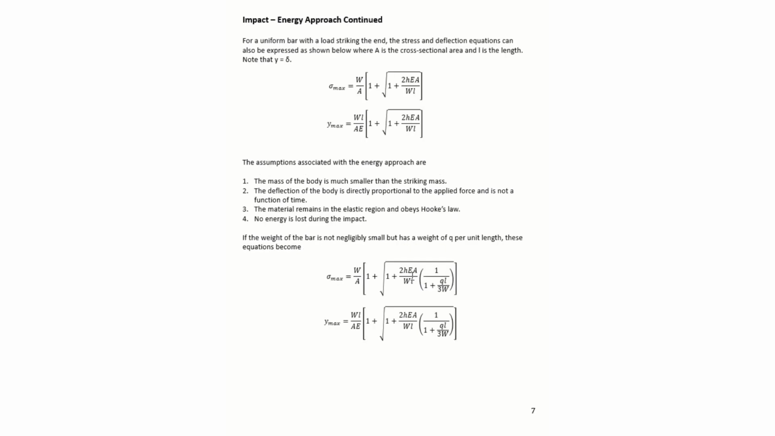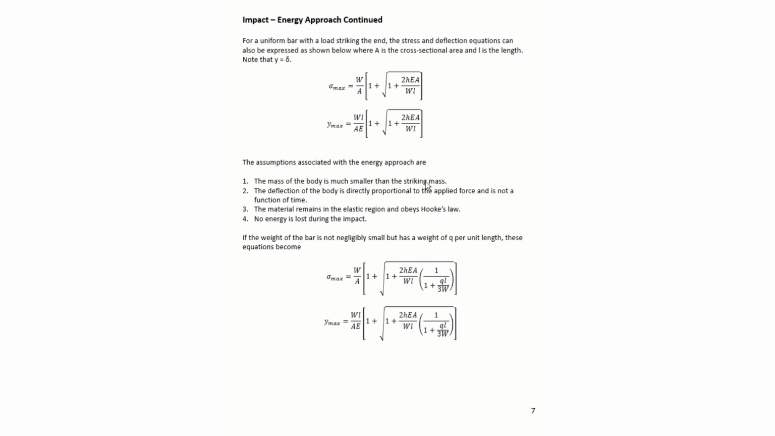So for a uniform bar with a load striking the end, the stress and deflection equations can be expressed as shown down here. And this A is the cross-sectional area, L is the length of the beam. And note that we have Y equal to deflection here. And so we can compute sigma max, which is given by this equation, and the maximum deflection Y is given by this expression.